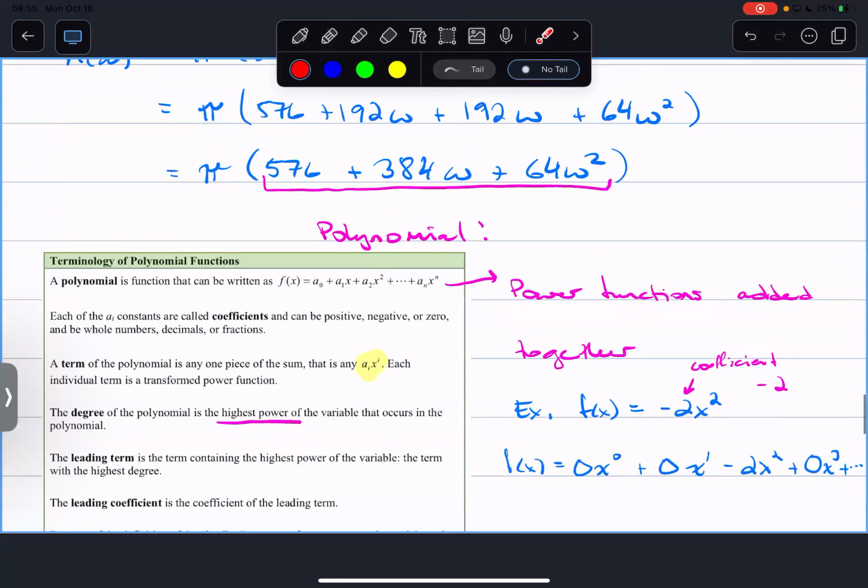So you rewrite the powers as if they're descending. In this case, we would write it as 64w squared plus 384w plus 576, just in decreasing powers.